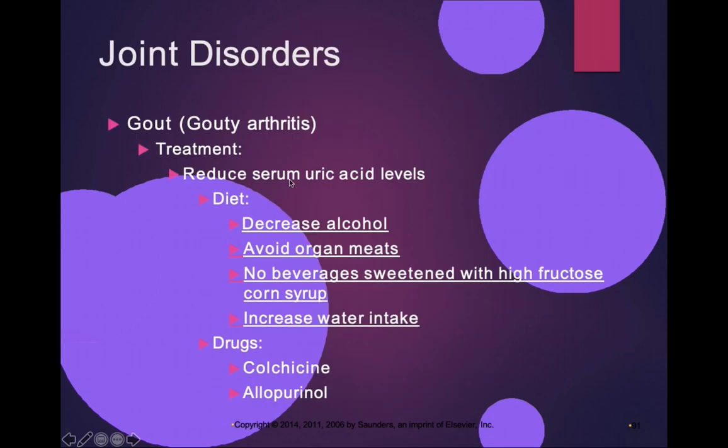The treatment is to try and reduce serum uric acid levels: decrease alcohol, decrease organ meats, stay away from beverages that are sweetened with high fructose corn syrup. That's pretty much any soda. Any type of sweetened fruit juice has high fructose corn syrup. Increase the water intake. Absolutely.